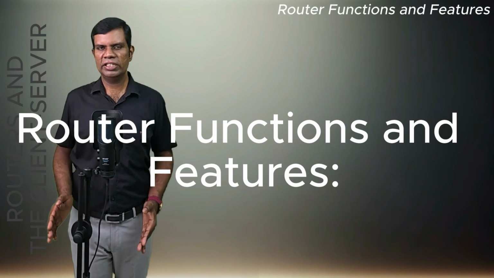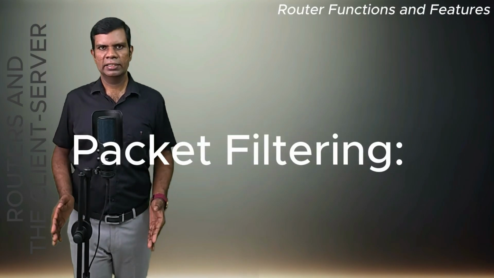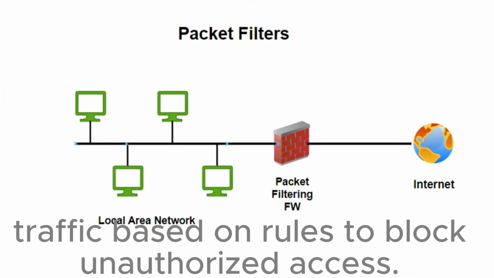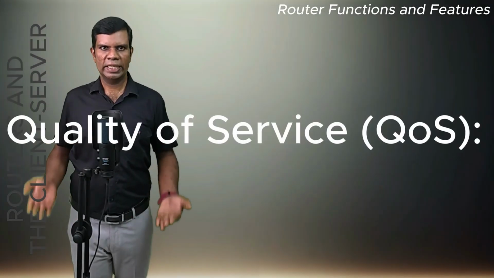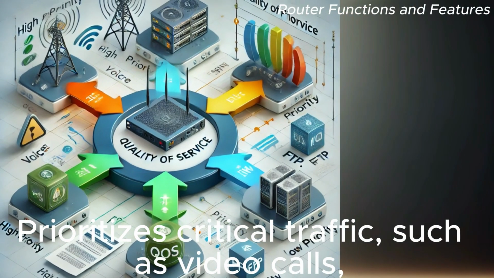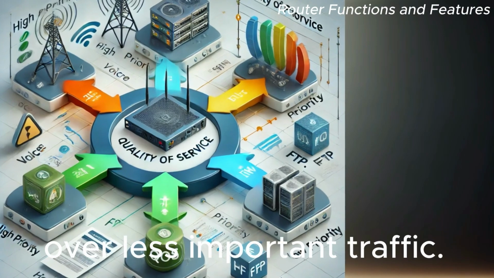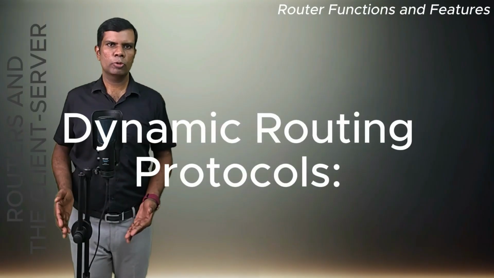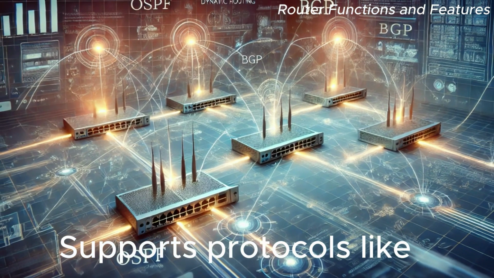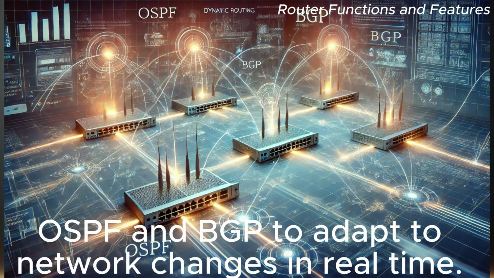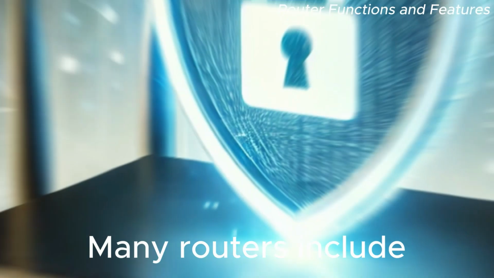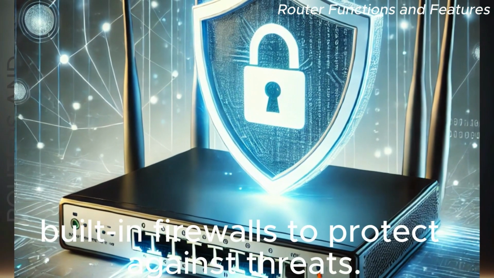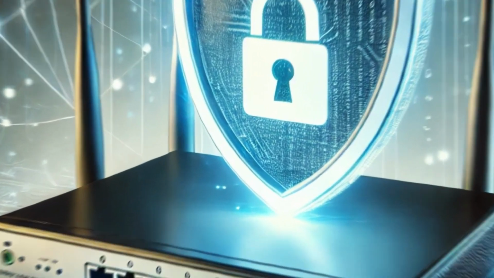Router functions and features. Packet filtering, filters traffic based on rules to block unauthorized access. Quality of service, or QoS, prioritizes critical traffic such as video calls over less important traffic. Dynamic routing protocols, supports protocols like OSPF and BGP to adapt to network changes in real time. Firewall capabilities. Many routers include built-in firewalls to protect against threats.